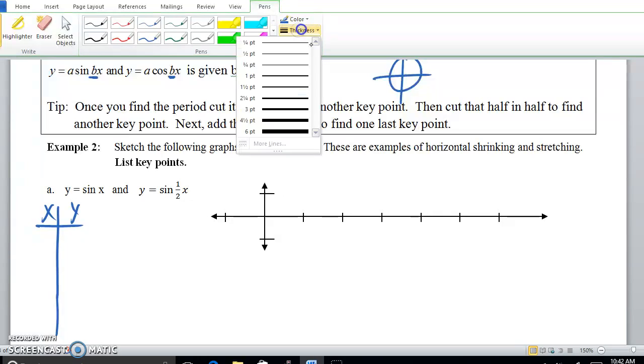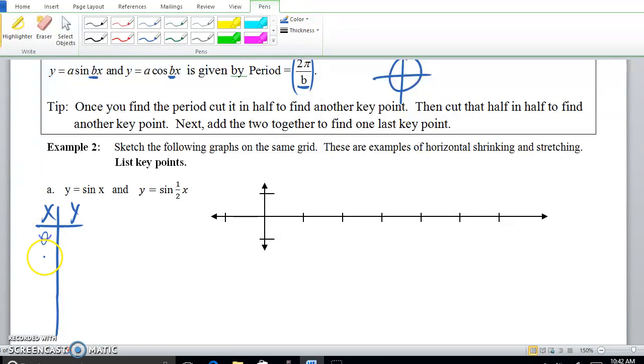So on the parent function, we're always going to use the cycle of 0, pi over 2, pi, 3 pi over 2, and then 2 pi. All right, so that cycle goes for sine, it goes from 0 to 1 to 0, -1, and then back to 0. And so we can go ahead and graph that. Let's see, 0, pi over 2, pi, 3 pi over 2, 2 pi. All right, so here we go.